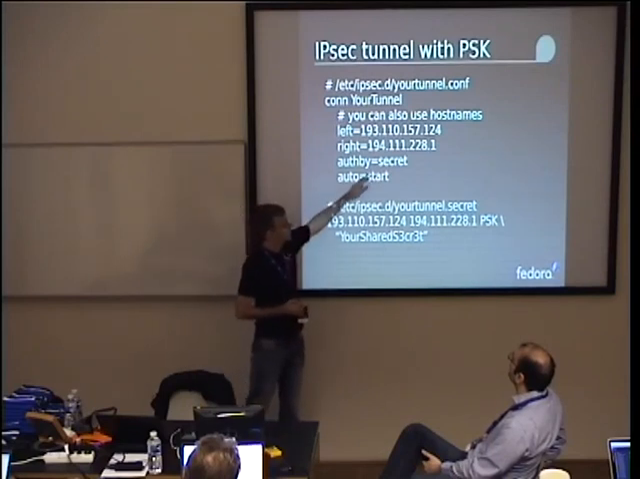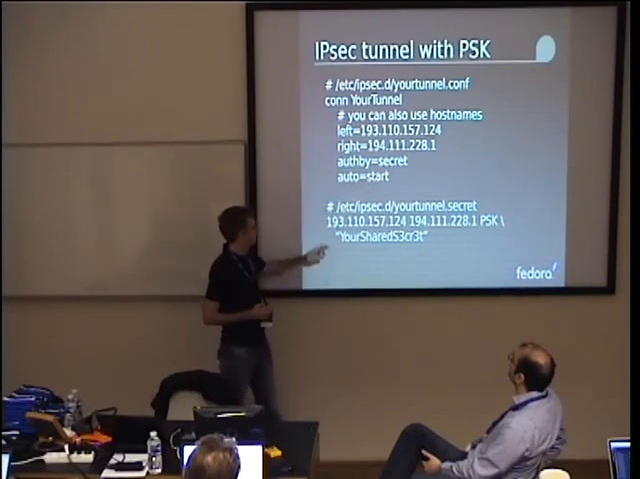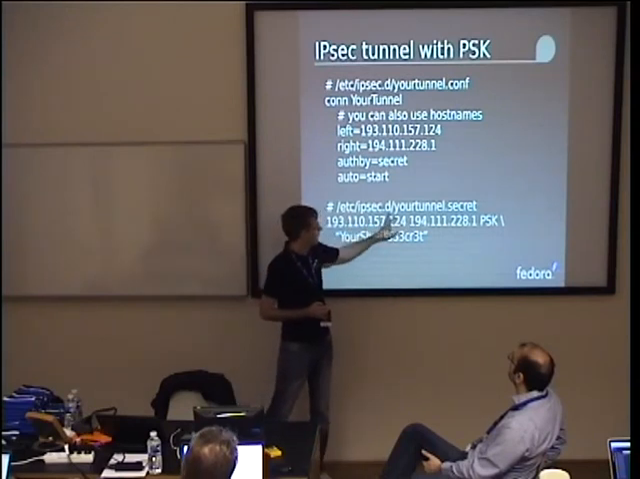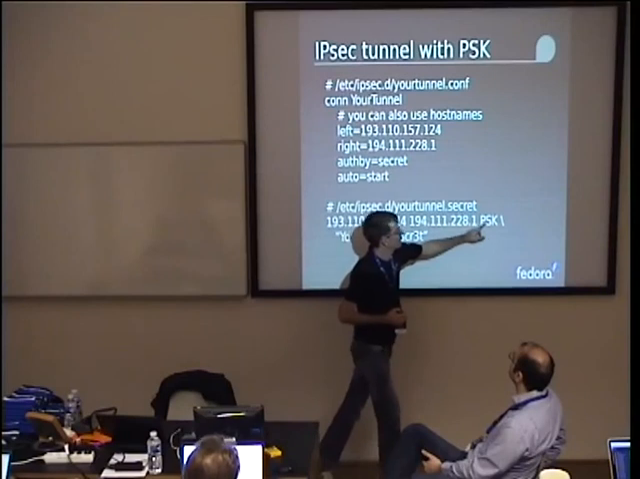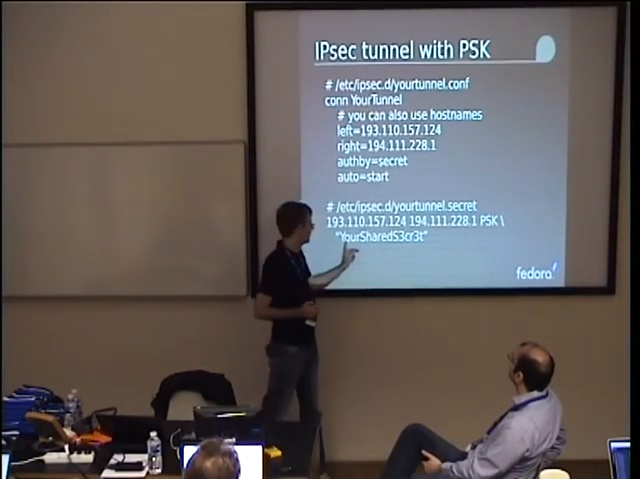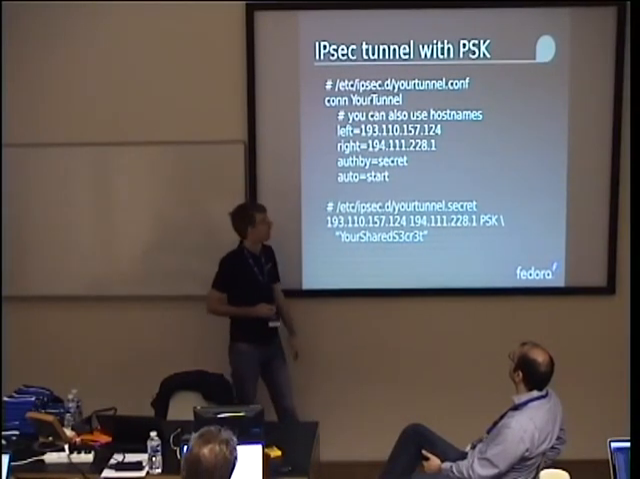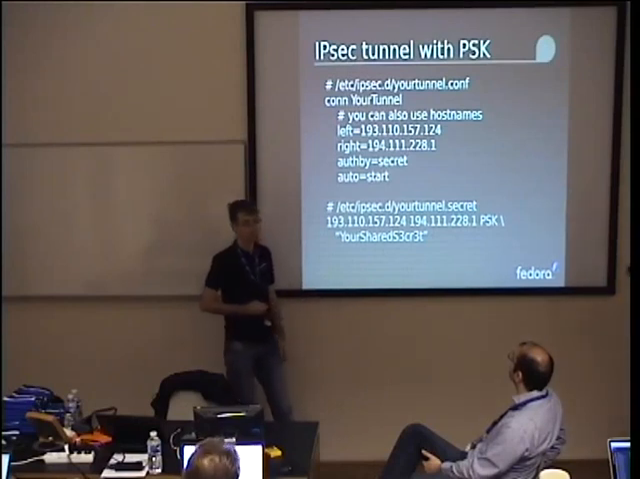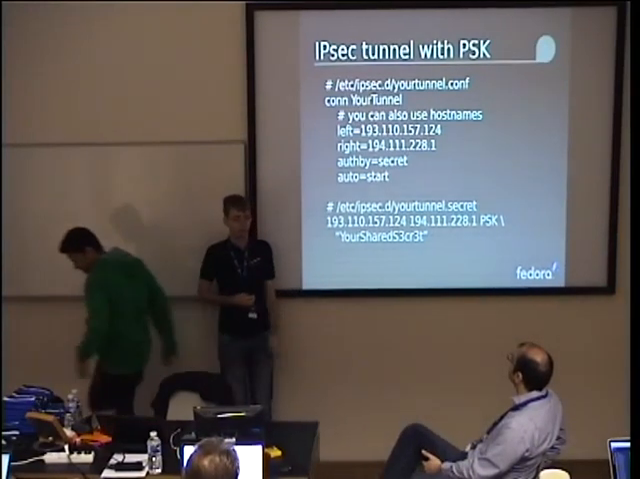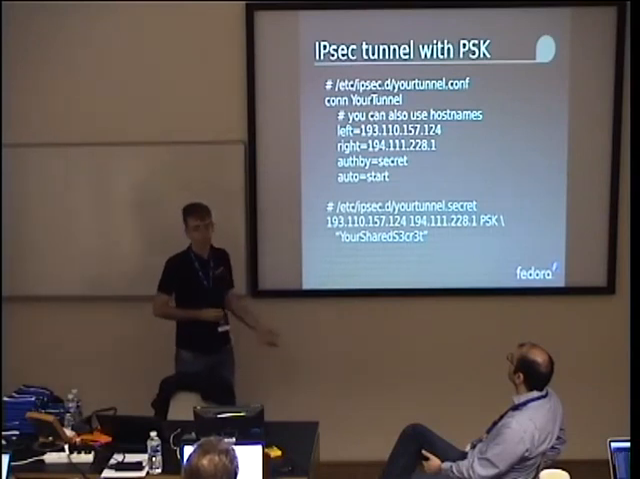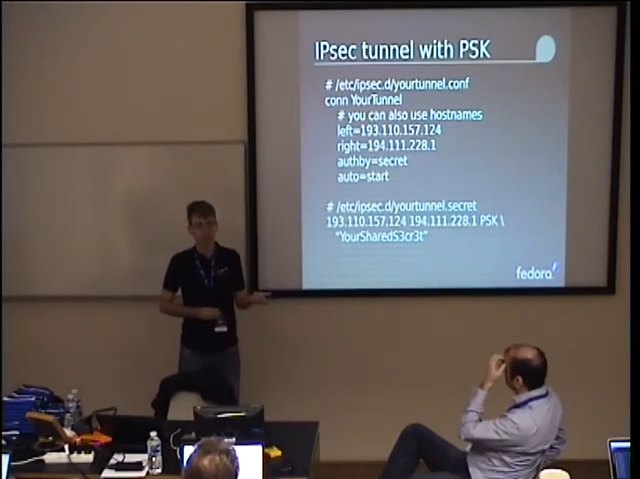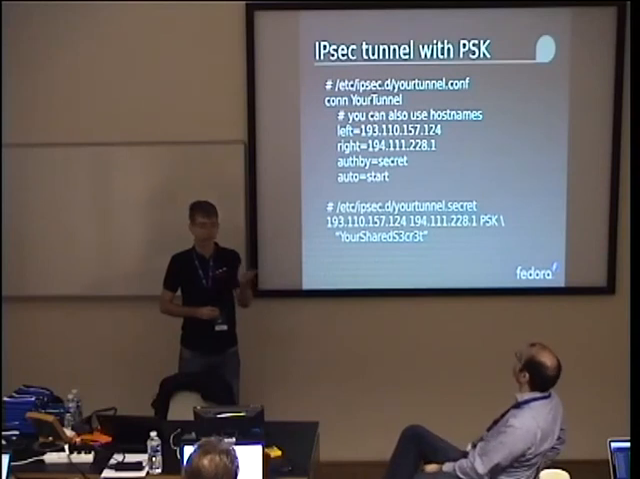Auth by secret means a pre-shared key, and you can drop a secret file in the IPsec directory where you put a user address, then PSK for pre-shared key, and then the secret. Once you do this, the only thing you need to do is restart the service and your tunnel should be up. So if people want to try it, we can try with the neighbor, or I can talk a bit more about more configurations first.